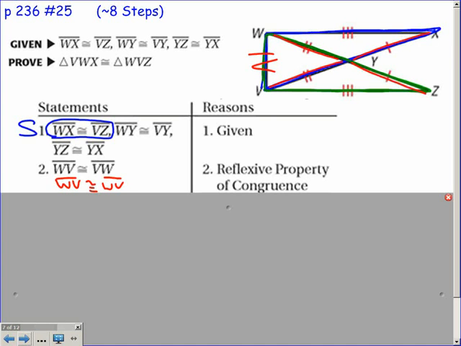Wouldn't that be the symmetric property then? Because it's in two different triangles. Ah. Okay, so either way you write those is totally fine.